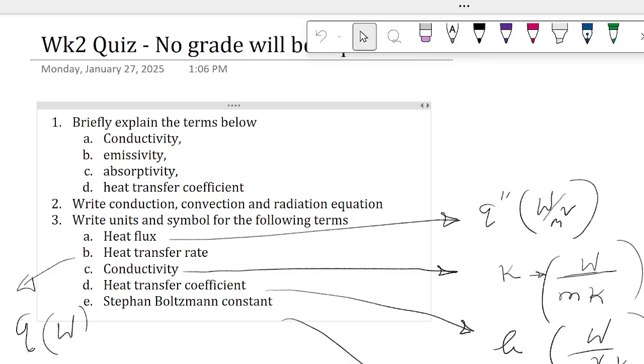Then conductivity K, I was talking about it, I don't want to repeat that. K has the unit watt per meter Kelvin. Then the heat transfer coefficient is H, and the unit is watt per meter square Kelvin. Then the Stefan-Boltzmann constant, I did briefly explain that, watt per meter square Kelvin to the power 4. That symbol sigma we use in the radiation equation. We'll learn more today, shortly. And the value of that sigma, the Stefan-Boltzmann constant, is 5.67 times 10 to the power minus 8 watt per meter square Kelvin to the power 4.